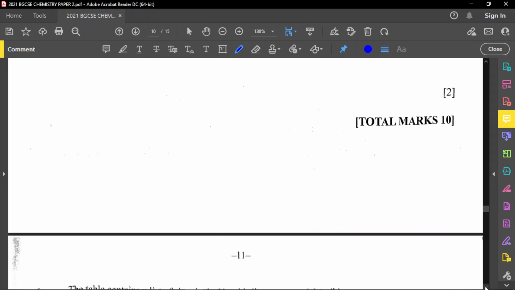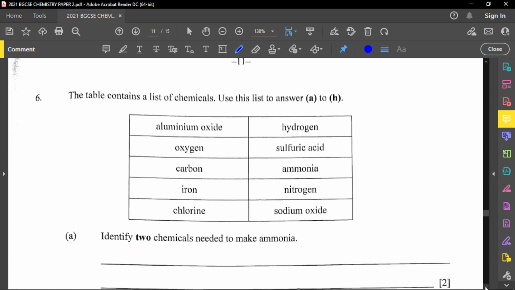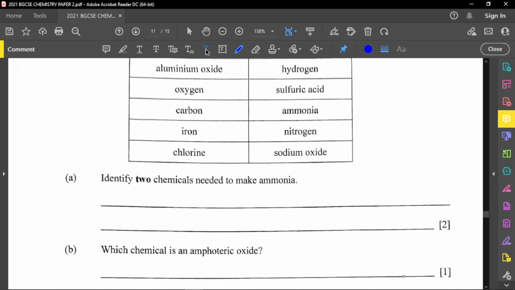All right. Next part of the question. No, that question is done. So question number 6 and 2 more questions to go. It said here, the table contains a list of chemicals used. Use this list to answer question A to H. So we have a number of gases there. This one should be a little bit faster than before.